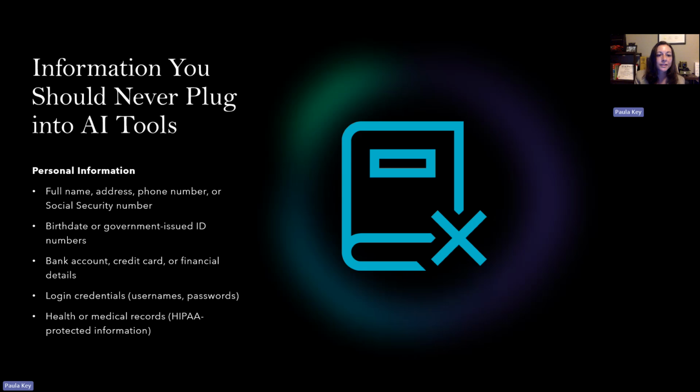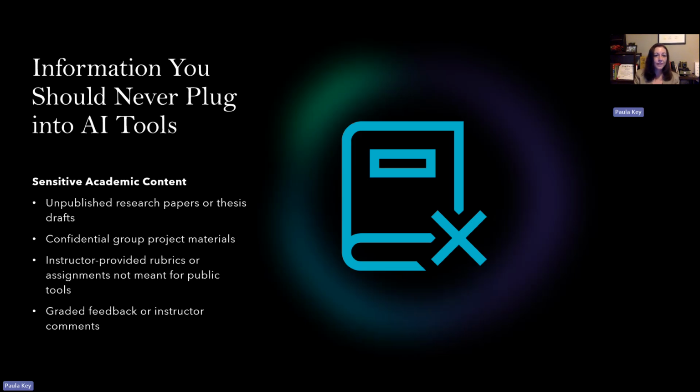Okay, so you would never want to put your full name, address, phone number, or social security number into AI. It's going to store it, and then you're in the database forever. You don't want to put your birthday or government issued ID numbers. Bank account, credit card, and financial details should never be entered into AI. Your usernames and passwords, health or medical records, anything that's protected by HIPAA, do not plug any of that in. Sensitive academic content.